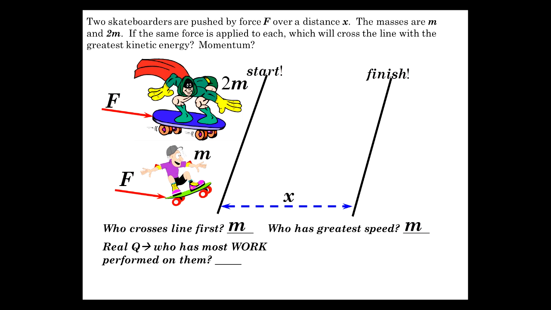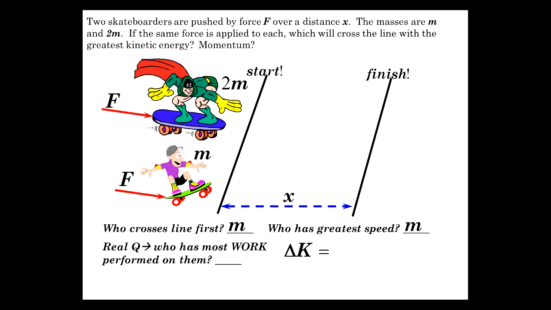Well, maybe a better question is, who has the most work performed on them? Which one gets more work done? You say, oh, let's see. Oh, work total is delta k, and the one has greater speed. This guy has greater speed that we just determined, but this one has greater mass, so it's not real obvious, is it?